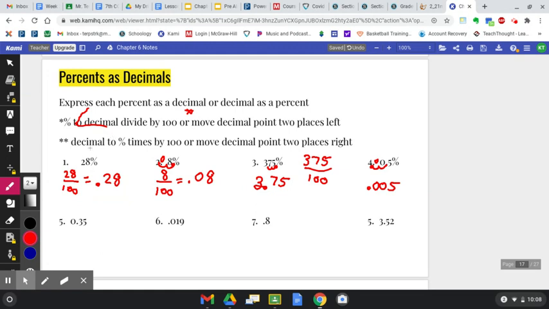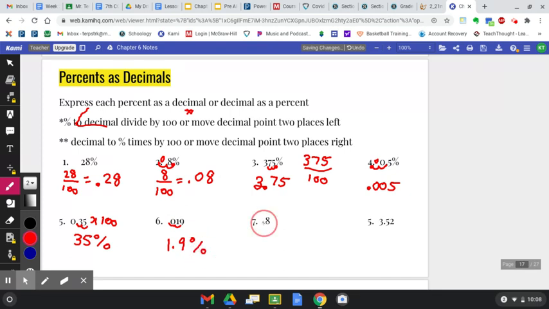Now, to turn a decimal to a percent, we times by 100, right? So 0.35 times 100, right, would be 35%. And all that does is it moves the decimal 2 spots to the right. So here, 0.019, move that 2 would be 1.9%.